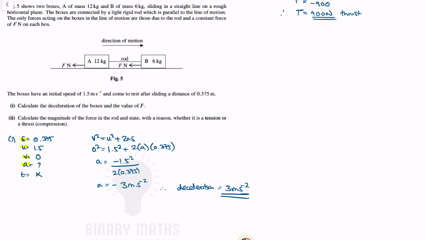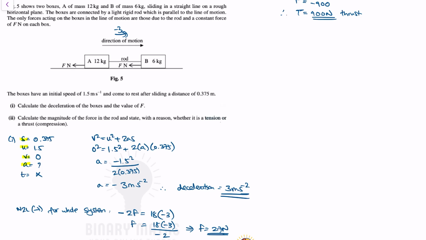Find the value of F. If I apply Newton's second law horizontally for the whole system, the only forces acting are in the opposite direction to motion. So it's going to be negative F minus F, which is minus 2F, must be equal to total mass, which is 18, times the acceleration, which we just worked out is -3. So F is equal to 18 times -3 divided by -2, which implies F is equal to 27 newtons.